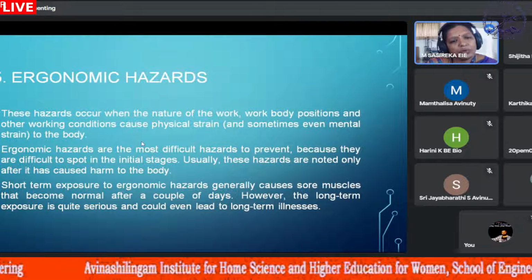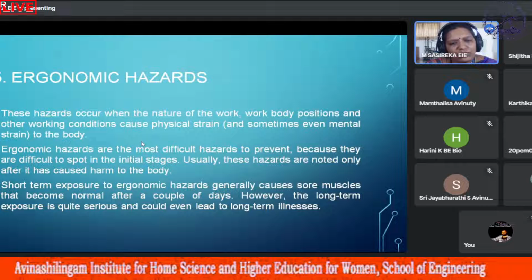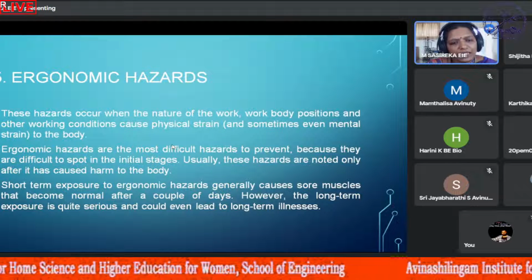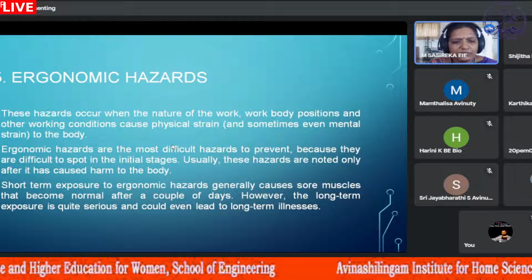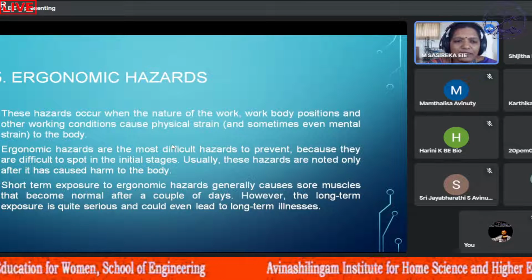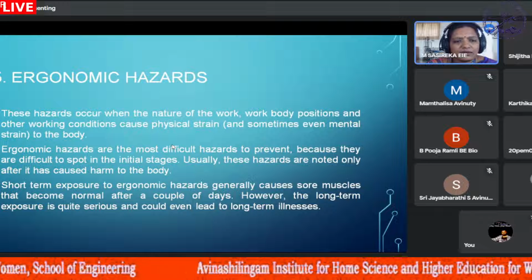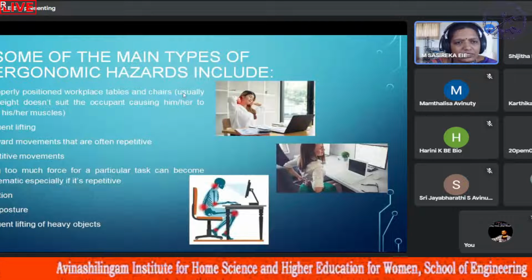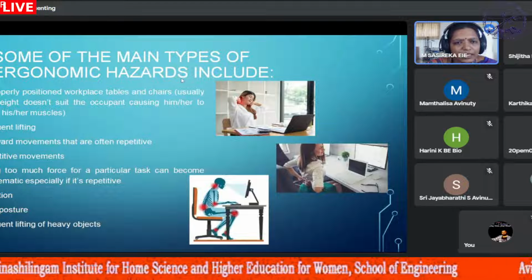If you are exposed to these hazards for a shorter duration, there will be recovery. Our body will recover after a few days. But if it is done continuously, then it creates problems. So these are the ergonomic hazards.